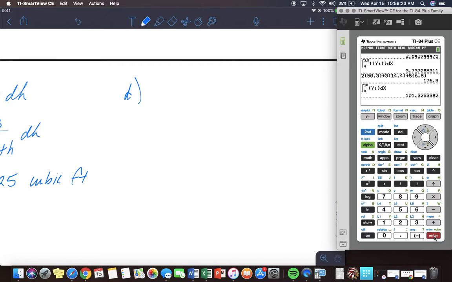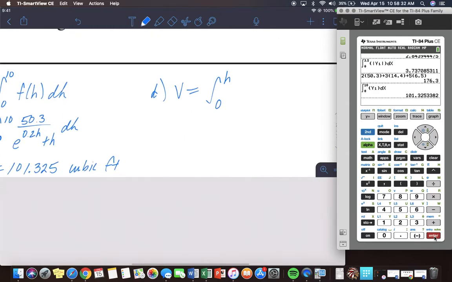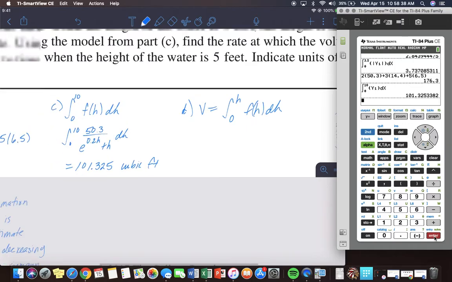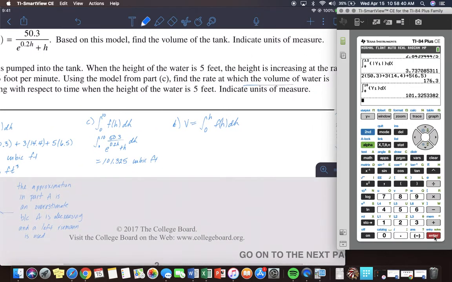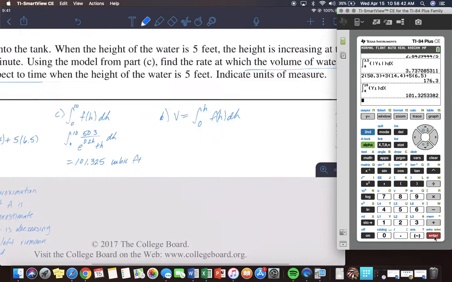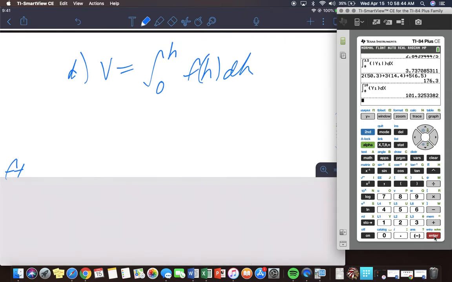we said that the volume was given by the integral from 0 to h of f of h dh. Okay, but what I want to do is figure out the rate at which the volume of water is changing with respect to time. That's just a derivative, right? A rate is a derivative. So I want to take the derivative of this with respect to time.